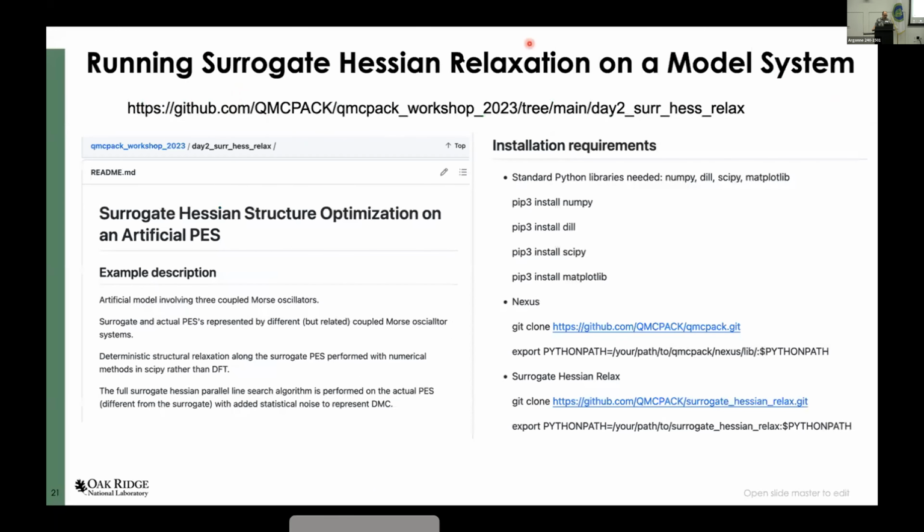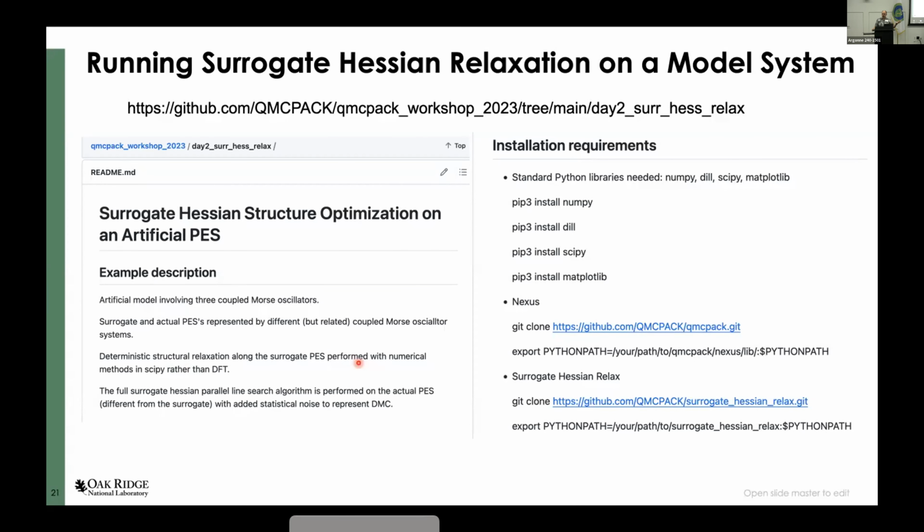So for the workshop, if you just go in the workshop directory into day 2 Surrogate Hessian Relax, there's a README file. The system we'll be looking at is a simple artificial model involving 3 coupled Morse oscillators. So it's a 3-parameter system, but it does have anharmonic and off-diagonal coupling. And in this case, both the surrogate and the actual potential energy surface are represented by different but related coupled Morse oscillator systems. So you'll have deterministic structural relaxation along the surrogate PES performed by numerical methods in SciPy rather than in DFT.